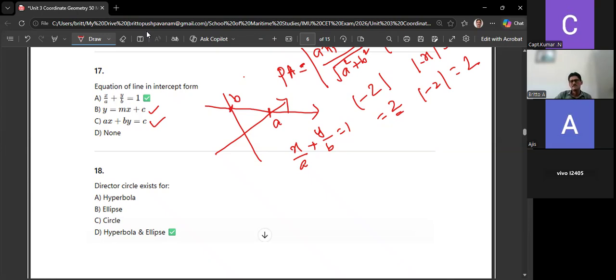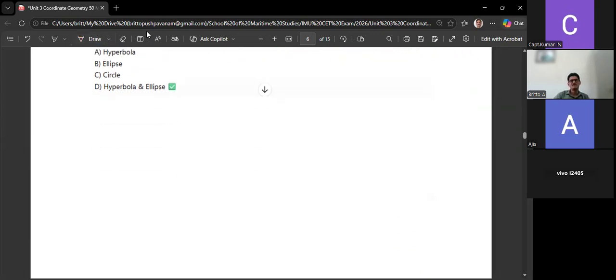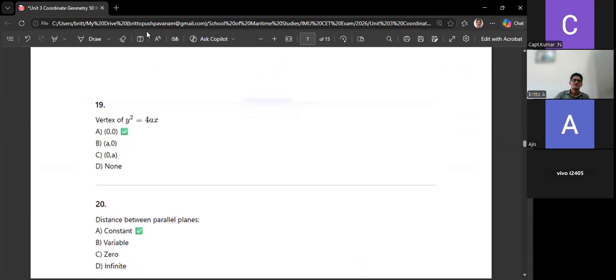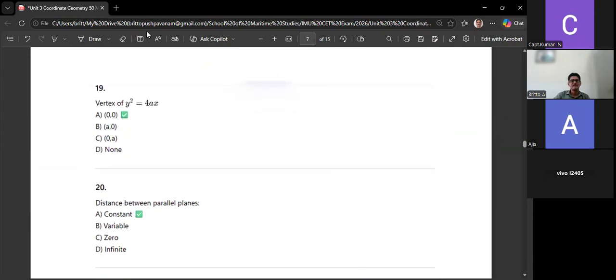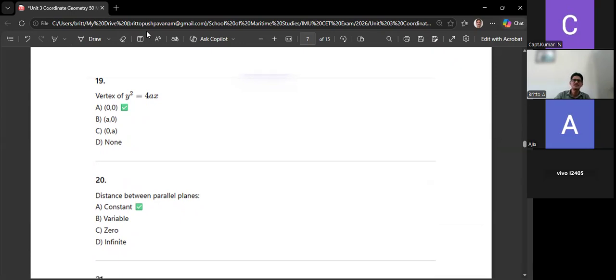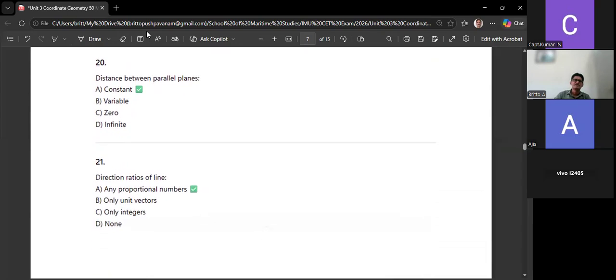The next question, question number 8. What is the director circle for? The director circle exists for hyperbola and ellipse. Okay, this is a direct question. You know this. Now, question number 9. Vertex of the parabola y squared equal to 4a x. I think this question is repeated. Already we have seen this question. It is (0, 0).